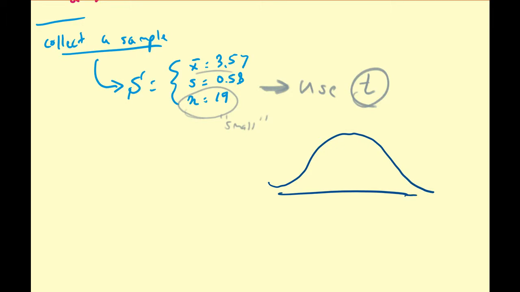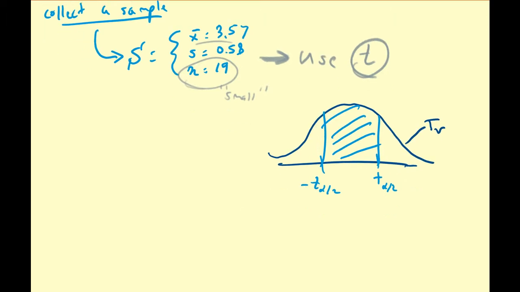So let us draw our most common picture associated with these types of problems. There's some level of confidence that is symmetrically distributed around this distribution. And we've already decided that we're going to use a t-distribution with nu degrees of freedom. So we're going to begin by looking for these critical values, t alpha over 2 and minus t alpha over 2.